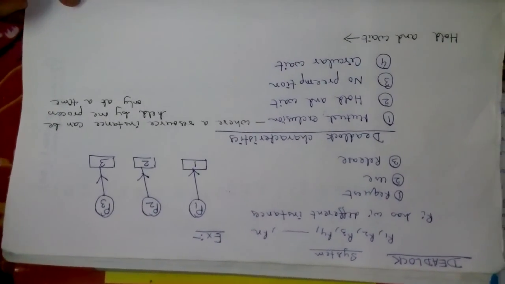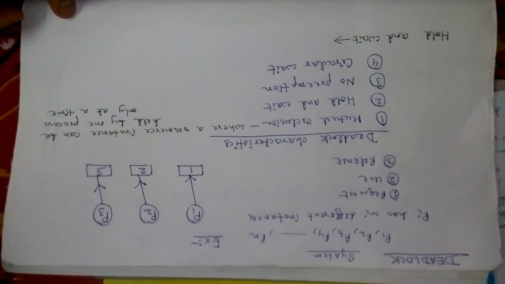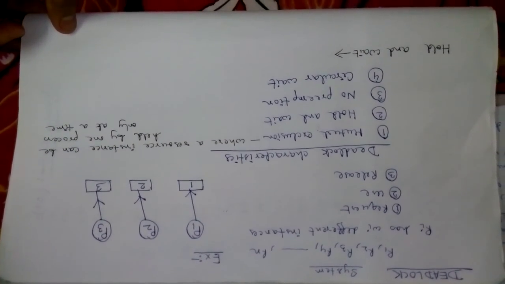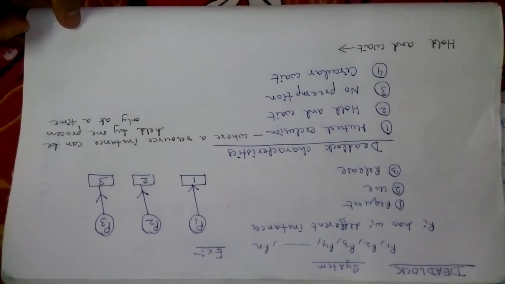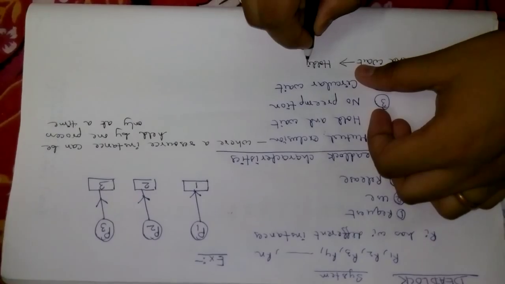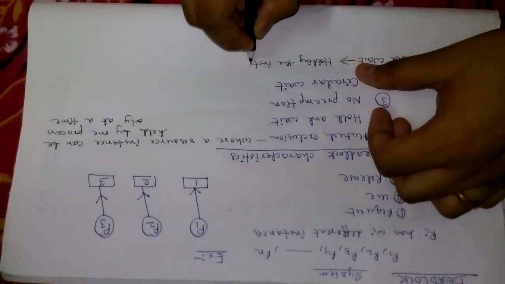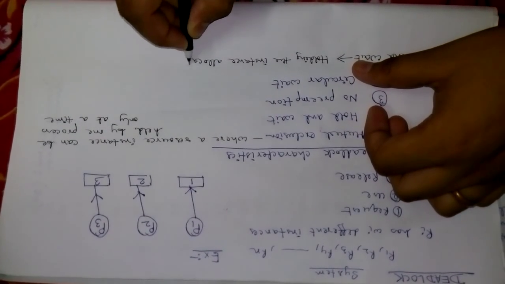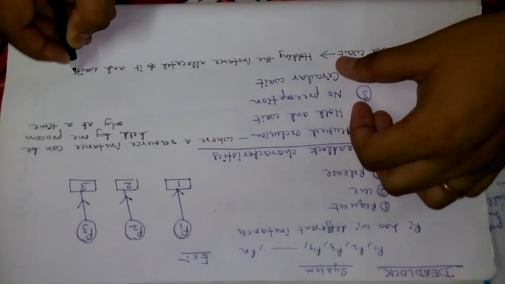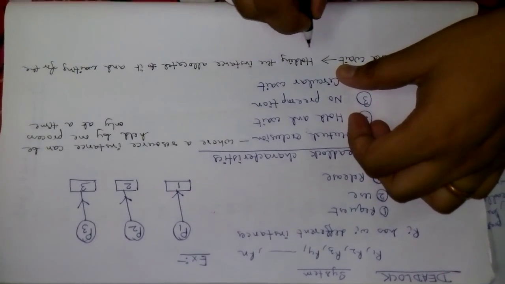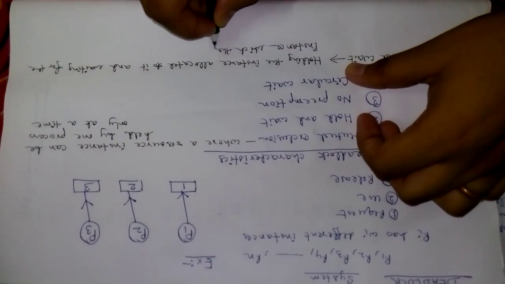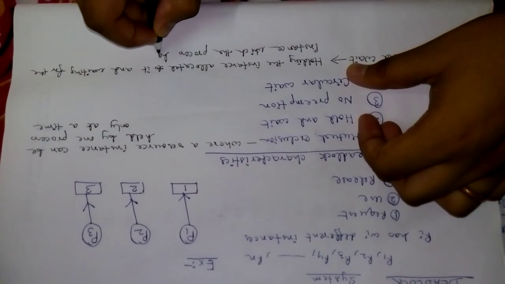If a process is holding a particular resource instance, and has requested another resource instance, it will hold the instance allocated to it and wait for the instance which the process has requested.